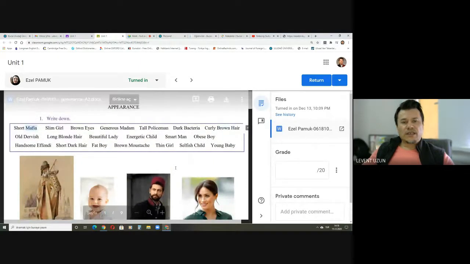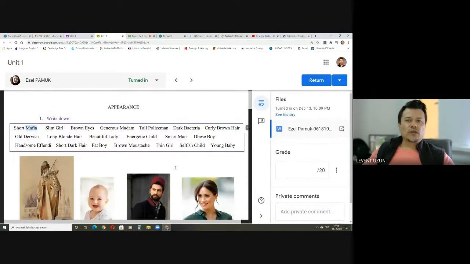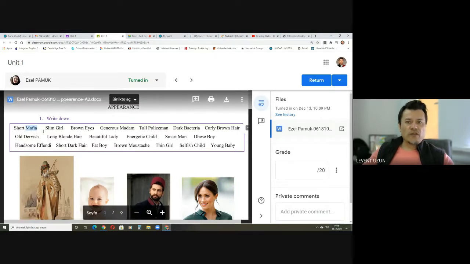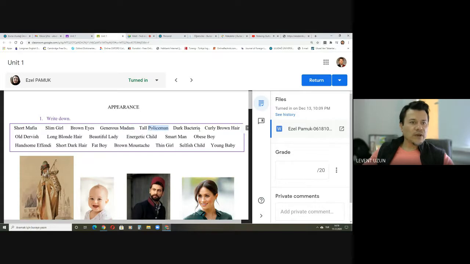Well, as I said, we don't want to assume, we don't want to say they already know. We want to see everything explicitly here, the teaching part and the learning part. So you don't have to do a lot of things. You need to concentrate on one or two things. You don't have to add so many words here. You can add only the words that you can manage. So mafia is all right. You give mafia together with short. Madam is all right. Policeman is all right. Bacteria is all right.